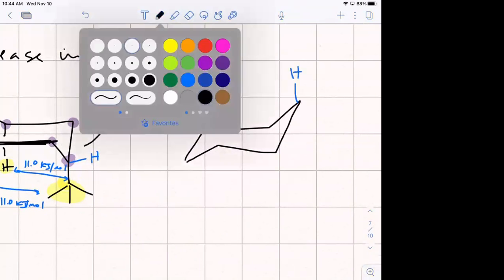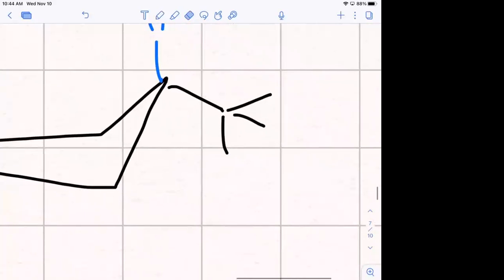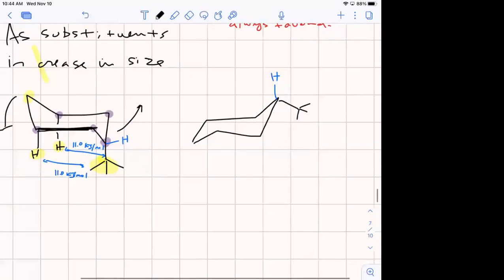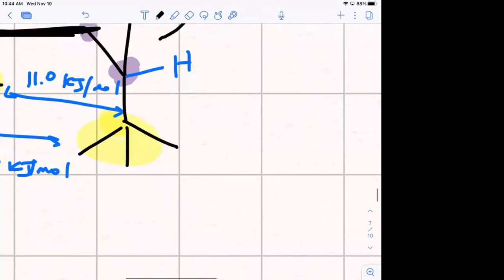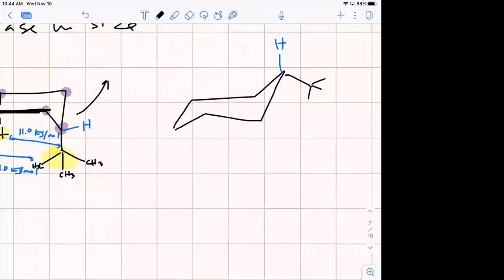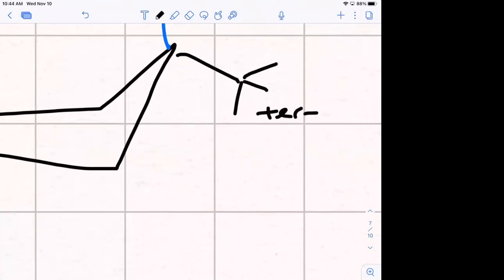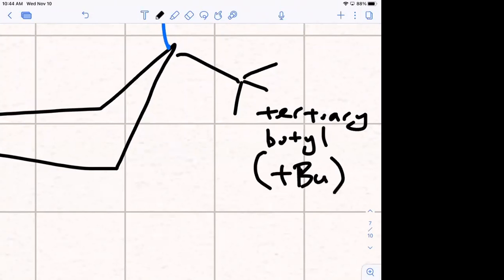And then the tert butyl group is now equatorial. All right, and is everybody comfortable with the fact that these are 3 CH3 groups? All right, so I don't have to draw those out. There are 3 methyl groups there attached to that same central carbon. And it's called a tertiary butyl group when we abbreviate it like that.